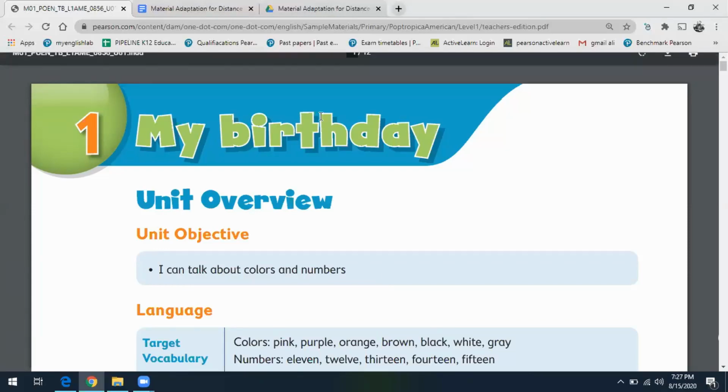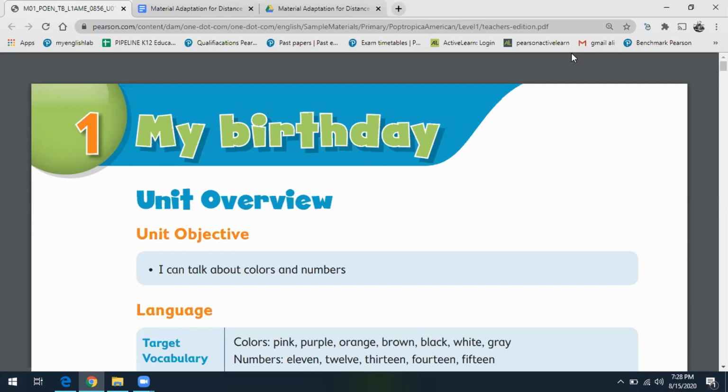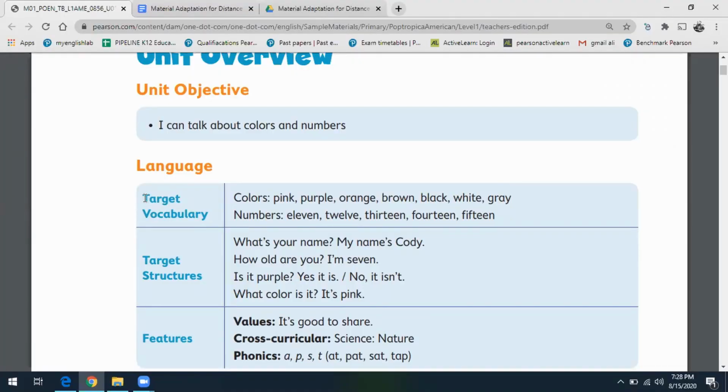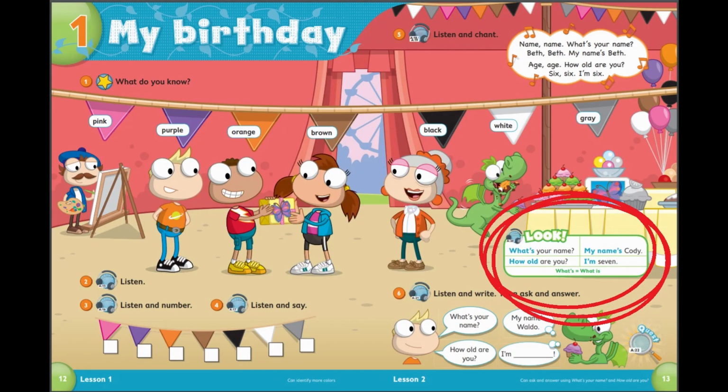Okay, now step 3. Step 3 would be choosing the main objectives and also the important materials to support that objectives. Now for this example, it's very clear. The objectives would be, I can talk about colors and numbers. Then our job has to be choosing the most important materials to support the objectives. In this case, we need the materials that teach target vocabulary and target structures. And those two materials can be found here in this part of the book.